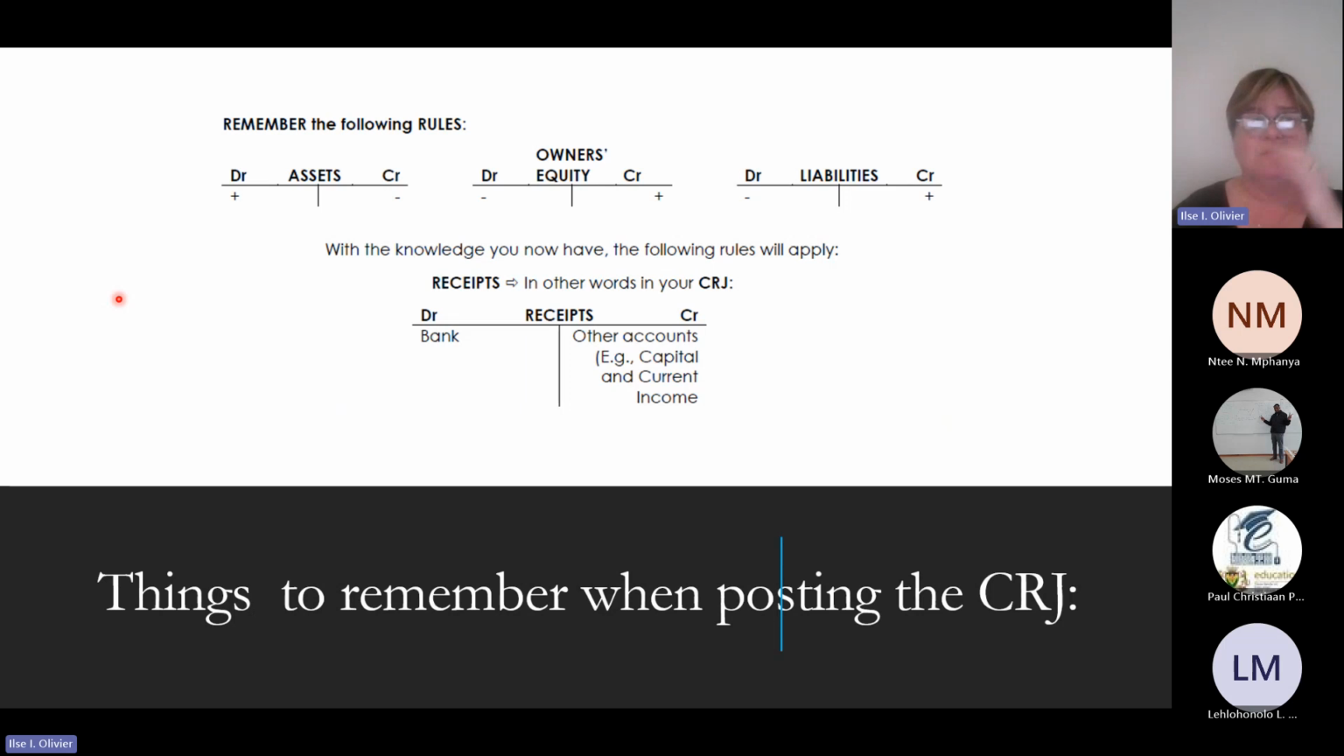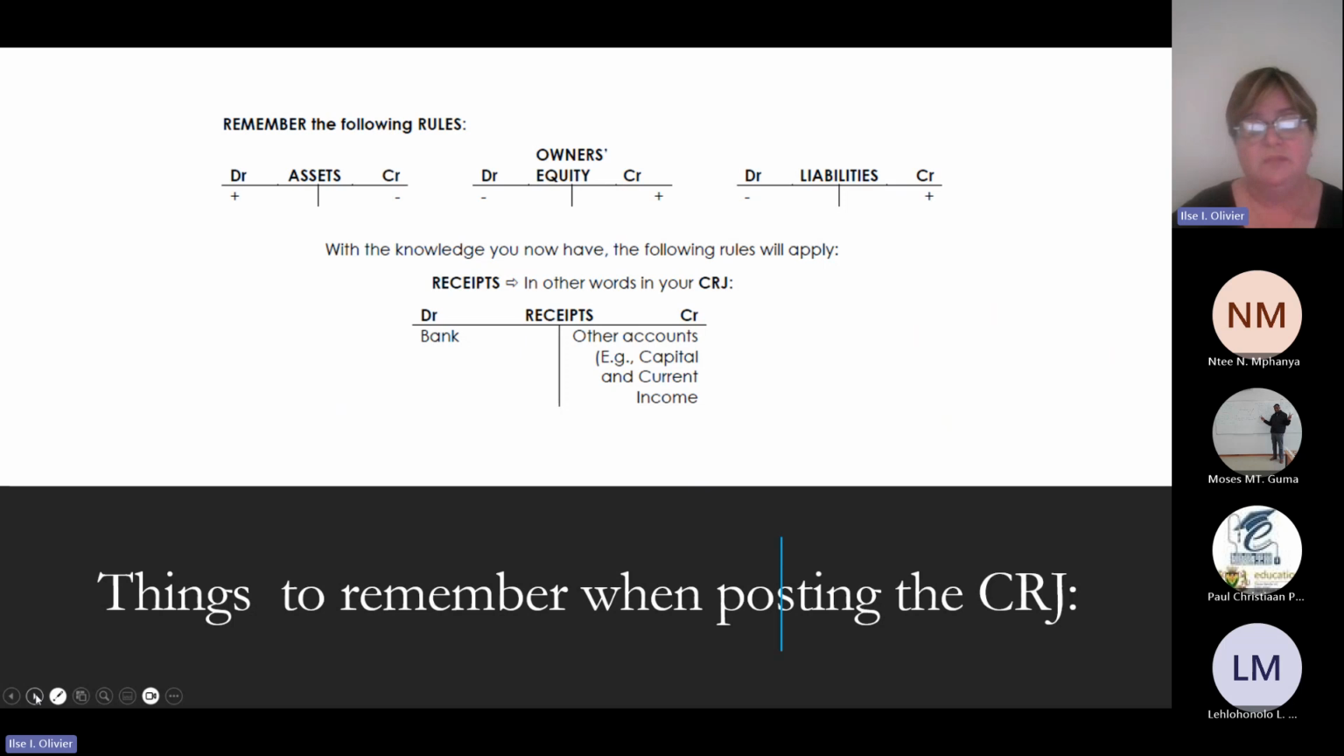So if we look at the basic rules that you must remember: assets always increase on the debit side and decrease on the credit side. Your owner's equity will increase on the credit side and decrease on the debit side, and your liabilities will increase on the credit side and decrease on the debit side. So if you think about the knowledge that you know now, and look at your receipts in your CRJ, then bank will be debited because it's an asset that increases, and all the other accounts will be credited.